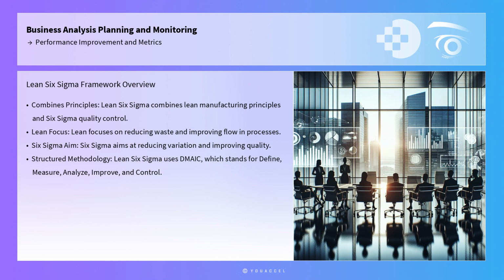Another effective framework is Lean Six Sigma, which combines lean manufacturing principles and Six Sigma quality control. Lean focuses on reducing waste and improving flow in processes, while Six Sigma aims at reducing variation and improving quality. This combination allows BAs to address both the efficiency and effectiveness of business processes. Lean Six Sigma uses a structured methodology called DMAIC, which stands for Define, Measure, Analyze, Improve, and Control.